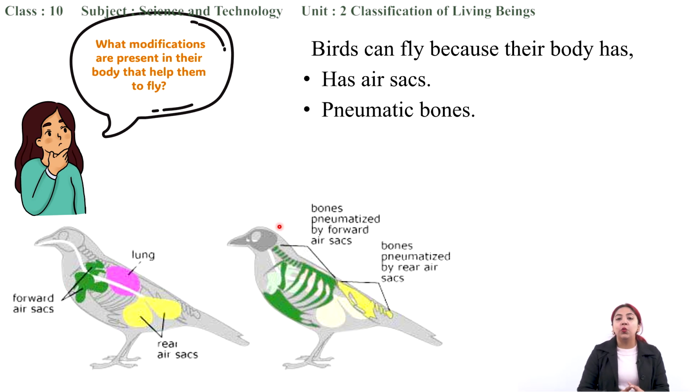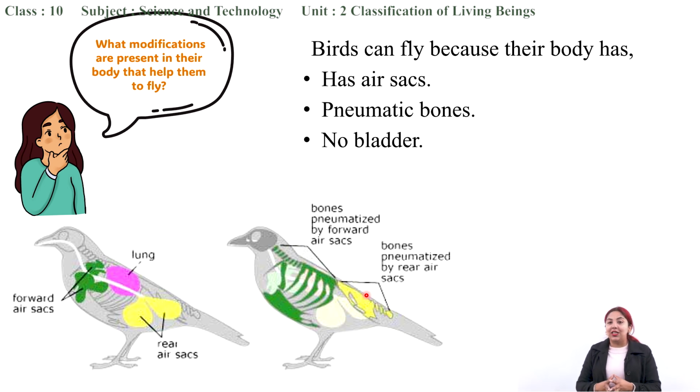Now they have pneumatic bones. The bone structure of birds is very unique because it is hollow and filled with air spaces. You can see these are the bones, and the bones are pneumatic, meaning hollow. The bones in the forward part are made hollow by the forward air sacs, and the bones on the rear side are pneumatized by the rear air sacs. Due to this hollow structure the bones are lighter. So if the body is lighter, they can fly easily.